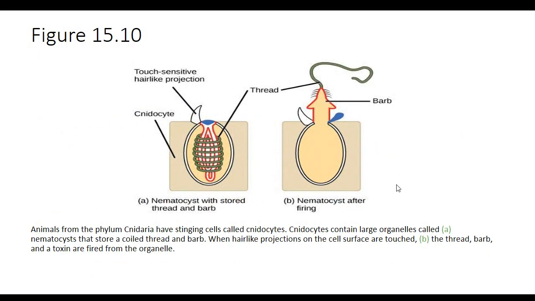Well, here's showing the stinging cells called nematocysts. They're touch sensitive. Anything touches them and they automatically discharge. Some of them have toxins that can hurt you, can hurt people.